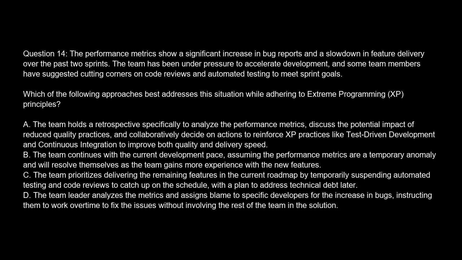Option C. The team prioritizes delivering the remaining features in the current roadmap by temporarily suspending automated testing and code reviews to catch up on the schedule, with a plan to address technical debt later. Option D. The team leader analyzes the metrics and assigns blame to specific developers for the increase in bugs, instructing them to work overtime to fix the issues without involving the rest of the team in the solution.